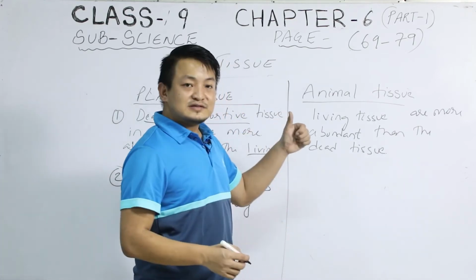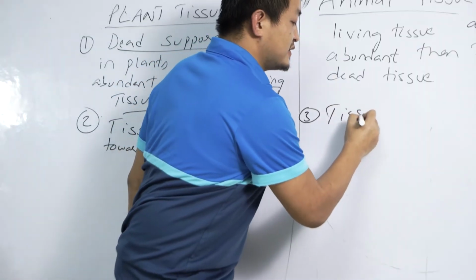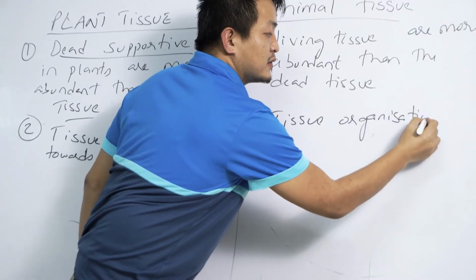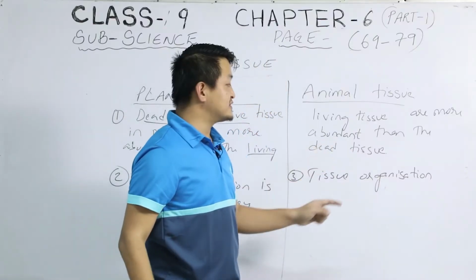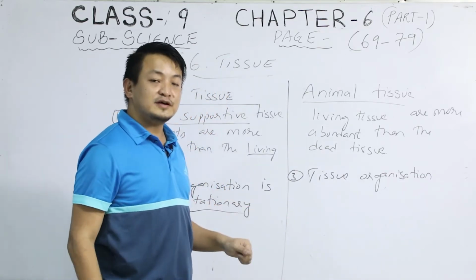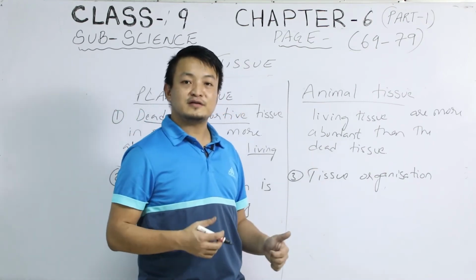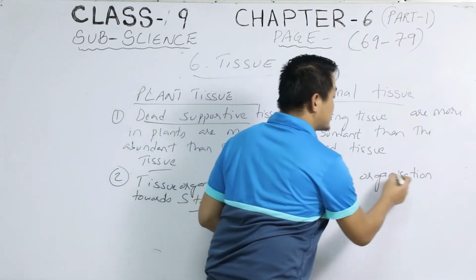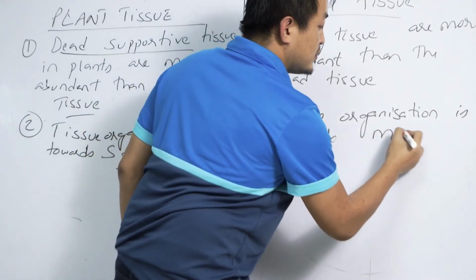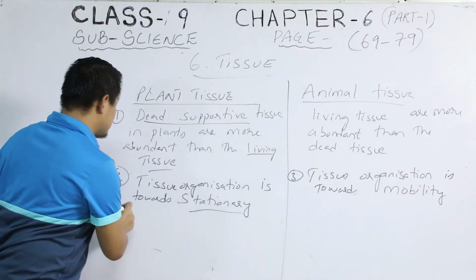Now, in animals, the tissue organization is towards, see, it will be opposite, right? Opposite of stationary would be mobility, right? Mobility. Now, mobility means movement. Clear? Now, tissue organization is towards mobility. Clear?